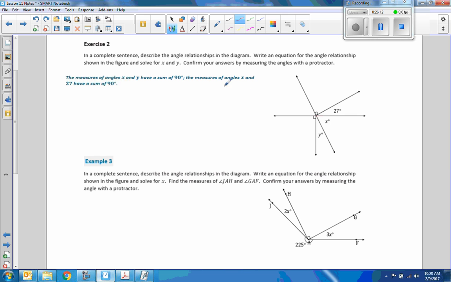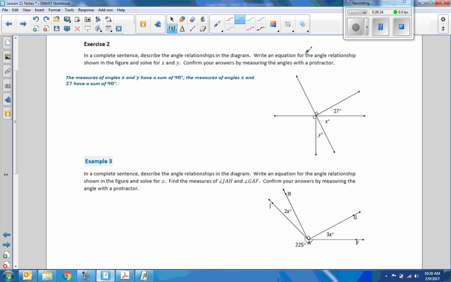Okay. The measure of angles x and 27 have a sum of 90. Again, this is a straight line. This is a 90 degree angle. So if that's 90, this has to be 90. 90 plus 90 is 180, which is a straight line. Okay, so I was just explaining what this is saying.